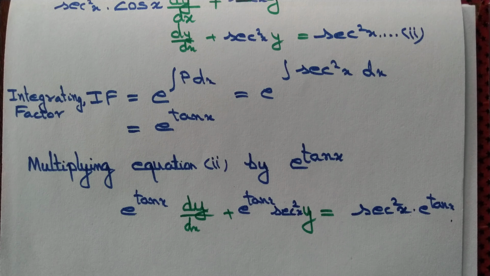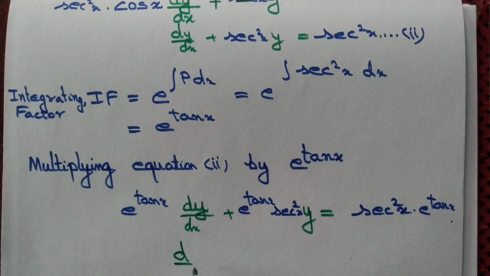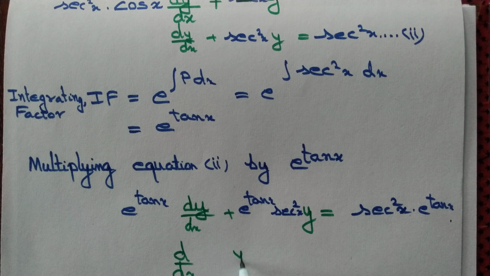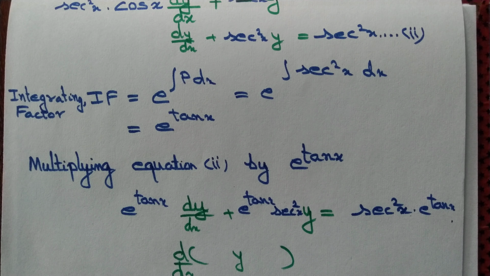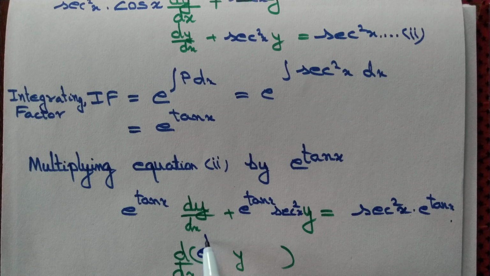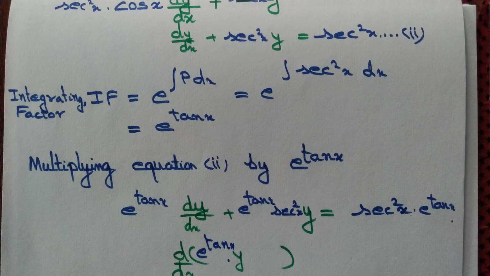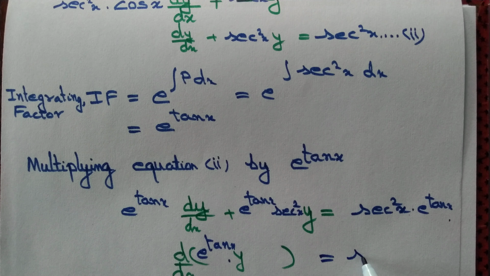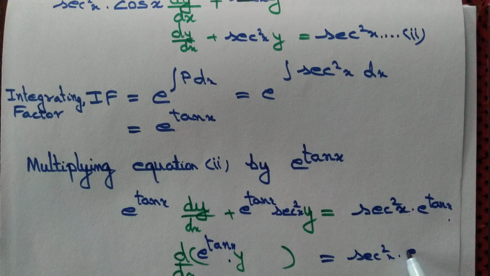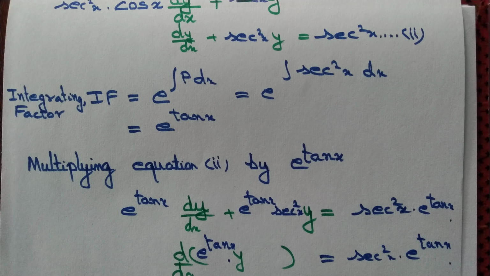Now that will reduce the given equation to the simpler form d/dx of e to the power tan x times y. If we differentiate it, first function e to the power tan x times the derivative of the second function dy by dx, fine, plus y times the derivative of e to the power tan x. If we differentiate e to the power tan x, we get e to the power tan x, and by chain rule the derivative of tan x is sec square x. This equals sec square x times e to the power tan x. We copy the right side as it is.